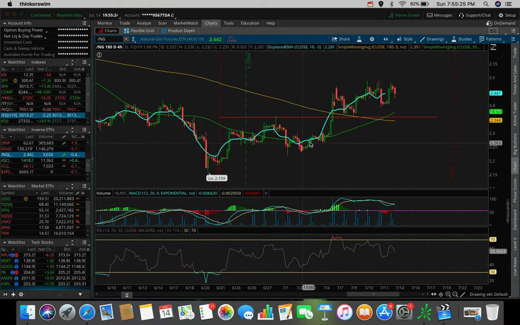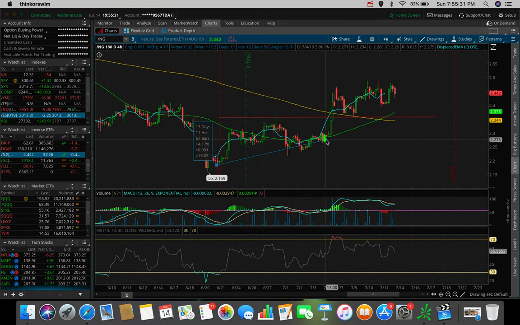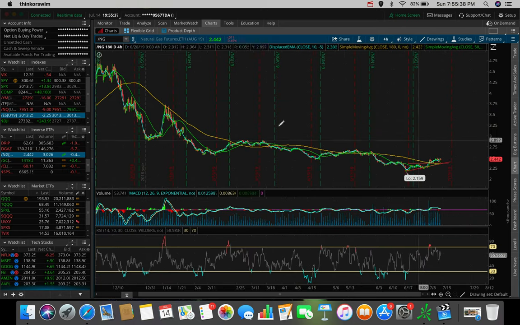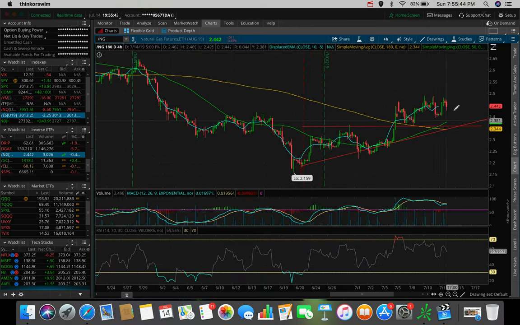We found a bottom at 2.15. And from 2.15, we hit a higher low at about 2.23, another higher low at about 2.27. We broke out of that 180 SMA resistance here. That's been a resistance over the past couple of months, as you guys can clearly see, right? And now we're also seeing a bullish cross on natural gas.